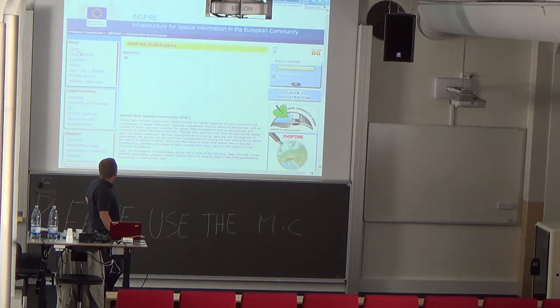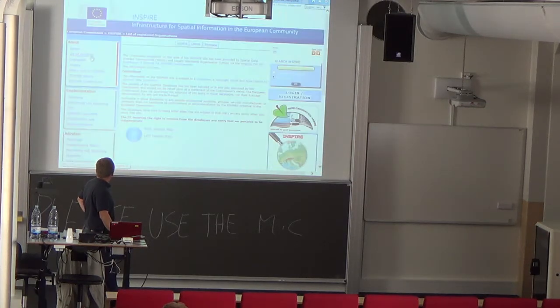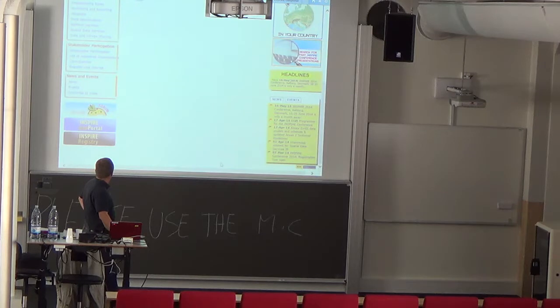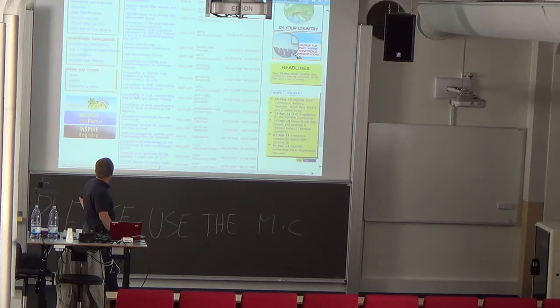You can see some statistic data about the spatial data interest community, but also you can find information about legally mandated organizations, drafting teams, and thematic working groups. A list of registered organizations. You can see the list of organizations that are registered. Consultations and the results of consultation processes. You can express your own interest, and there is a news and events section.